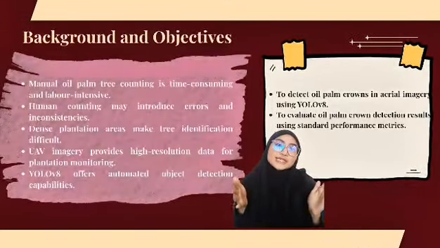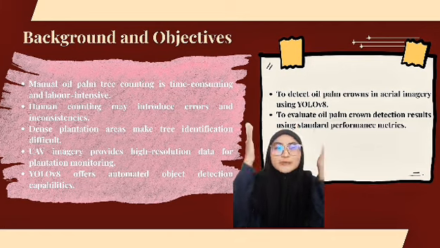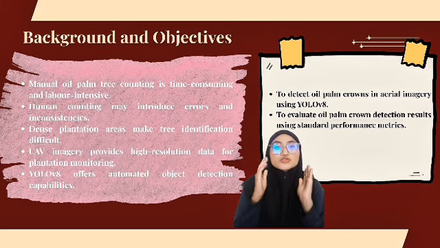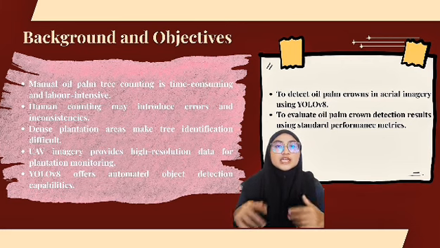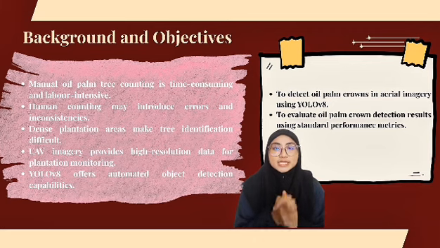Traditionally, oil palm tree counting is conducted through manual field surveys. Imagine having to walk across an entire plantation and count every single oil palm tree manually. This process is not only time-consuming and labor-intensive, but it may also induce human errors and inconsistencies. In addition, identifying individual oil palm trees becomes more challenging in dense plantation areas where tree crowns overlap with one another. To address this issue, UAV imagery provides high-resolution spatial data for plantation monitoring, while YOLO version 8 offers automatic object detection capabilities for identifying oil palm crowns.